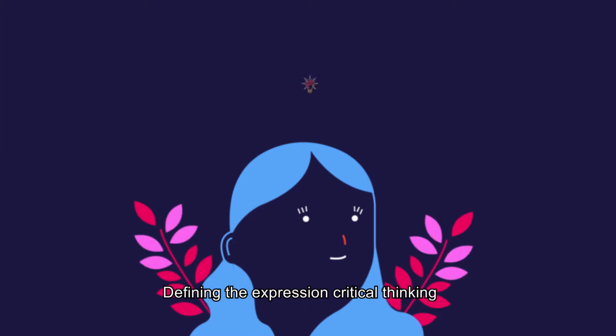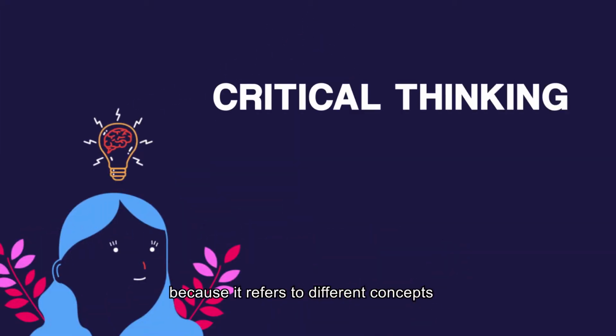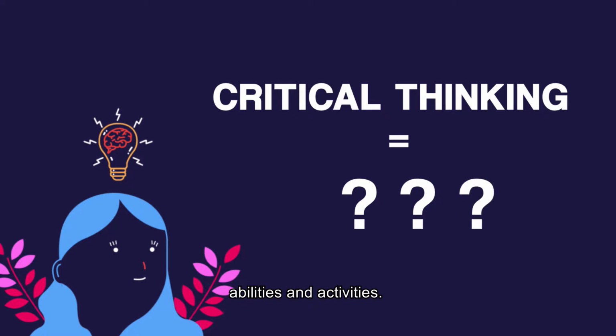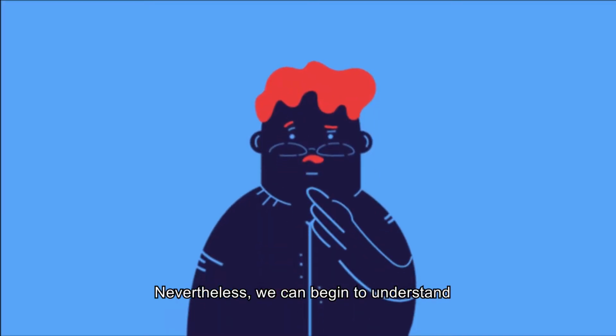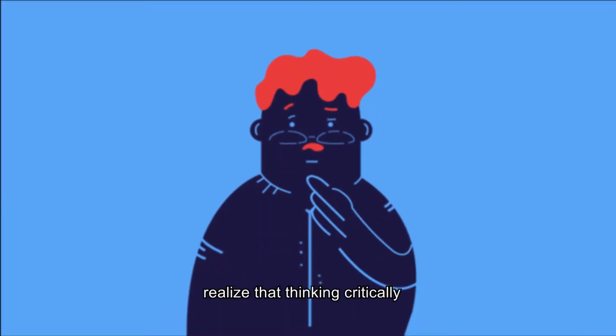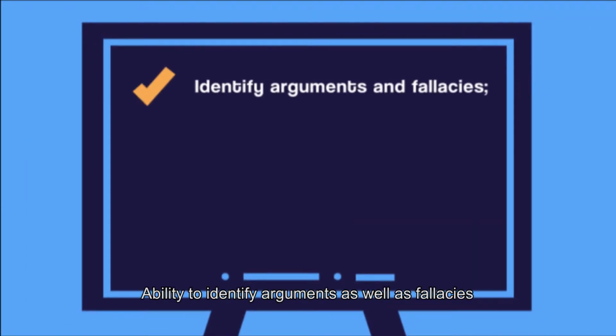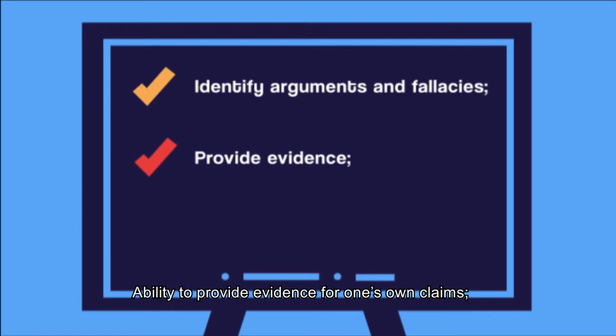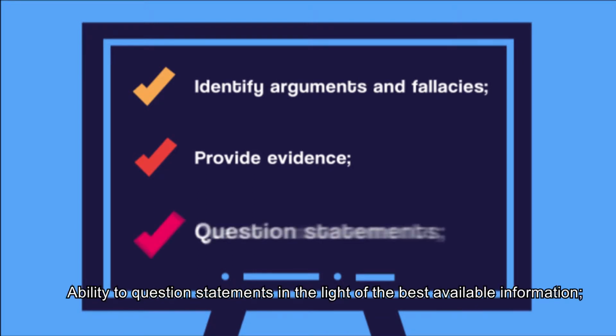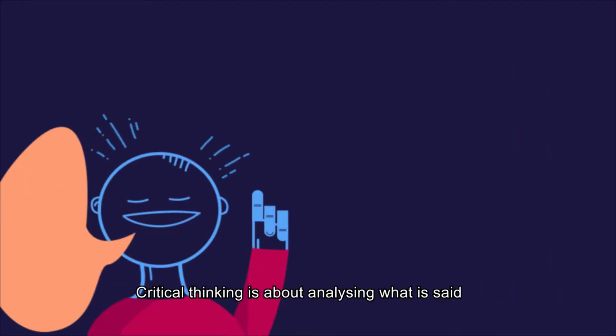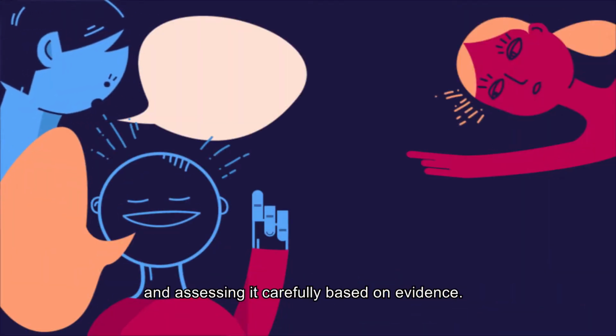Defining the expression critical thinking is a challenge because it refers to different concepts, abilities, and activities. Nevertheless, we can begin to understand what it means when we realize that thinking critically involves at least three different skills: the ability to identify arguments as well as fallacies, the ability to provide evidence for one's own claims, and the ability to question statements in light of the best available information.